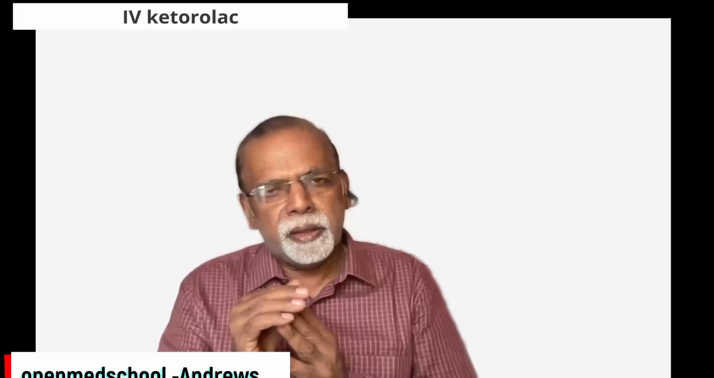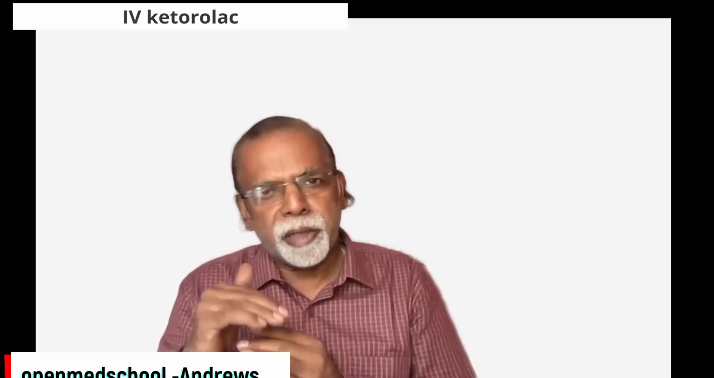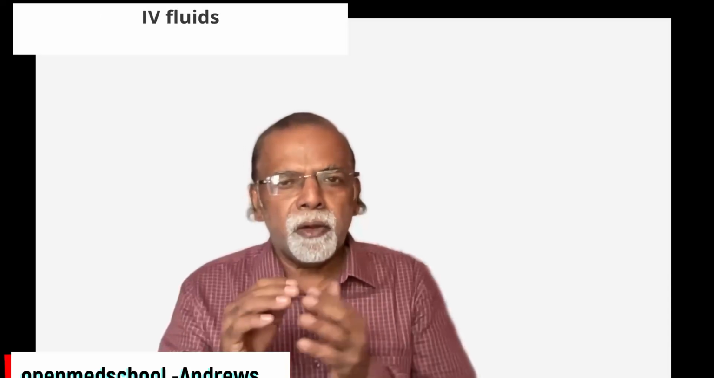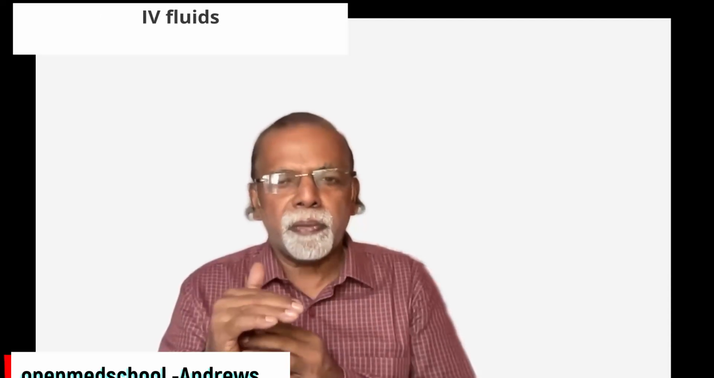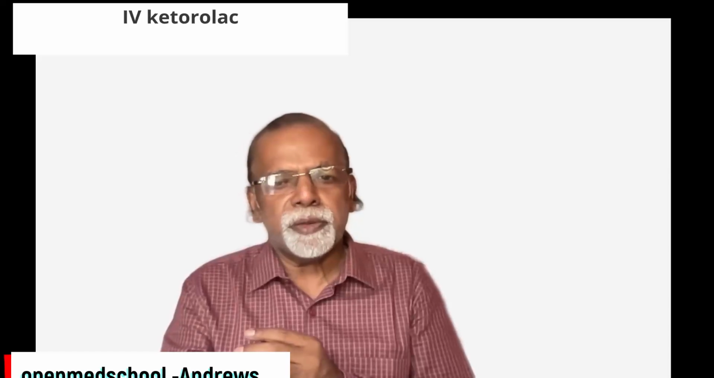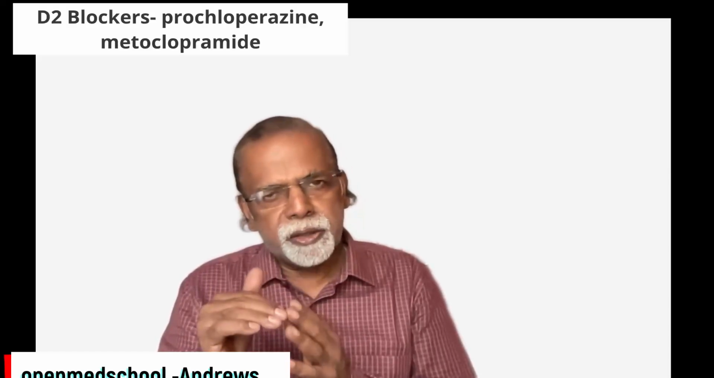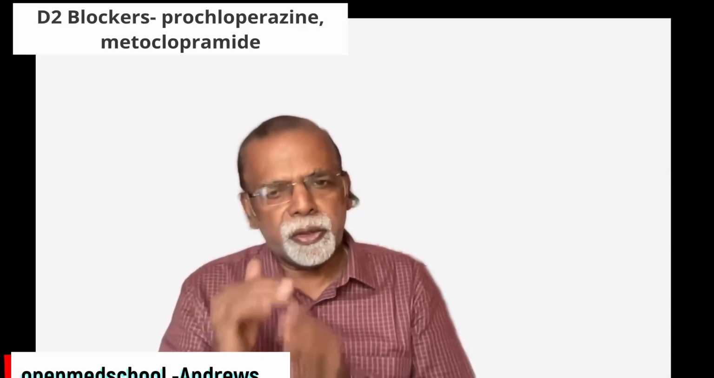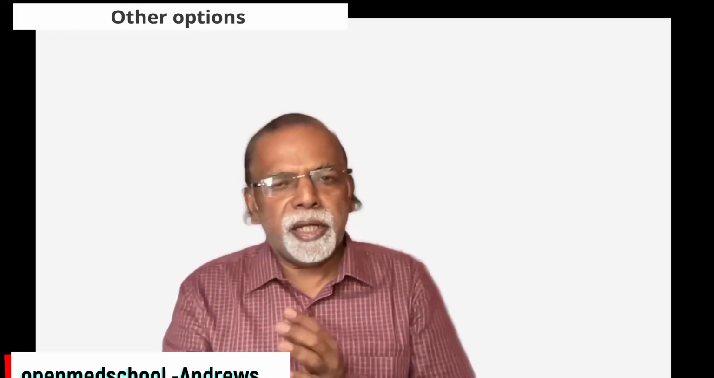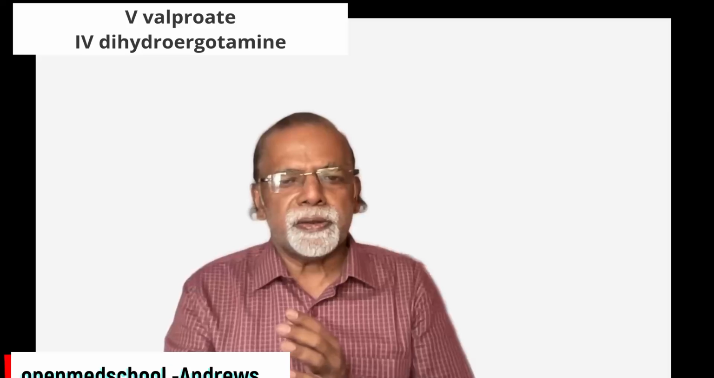And now we think about status migrainosus, that is migraine lasting more than 72 hours. The suggested approach is to give adequate hydration, IV fluid, IV ketorolac, and a dopamine receptor blocker like prochlorperazine or metoclopramide for nausea and vomiting. Other options, as mentioned earlier, can be IV sodium valproate, IV dihydroergotamine, and admission may be required in some cases.